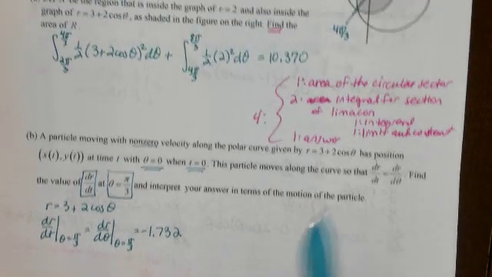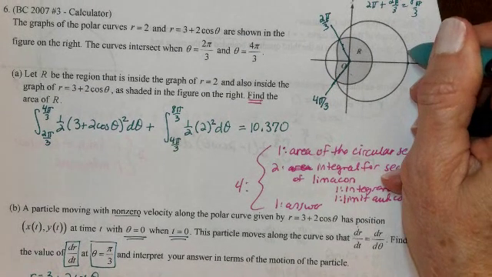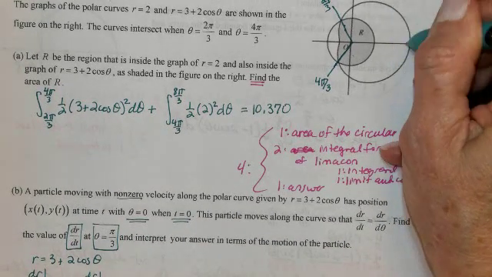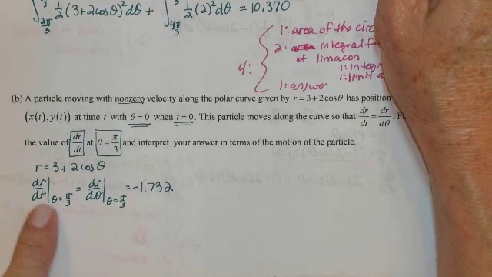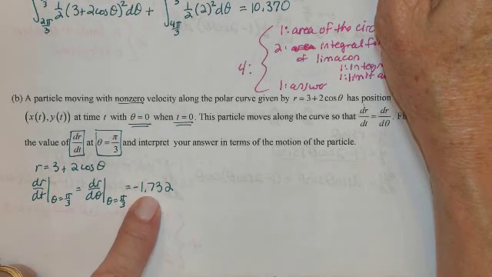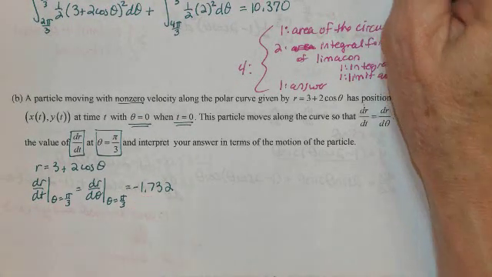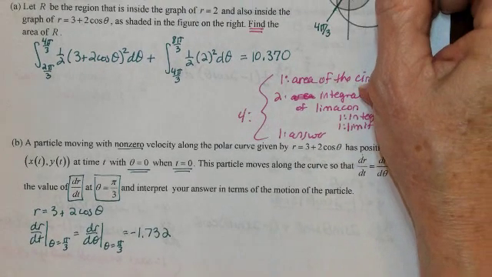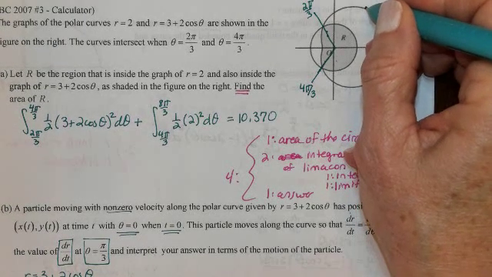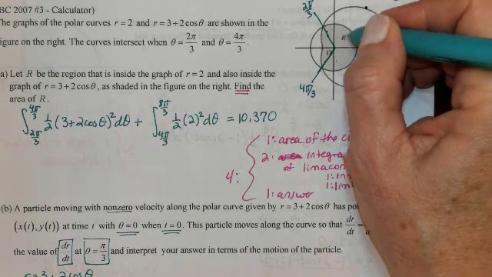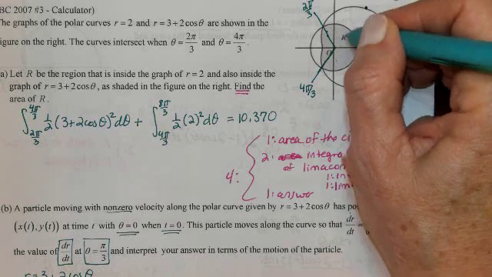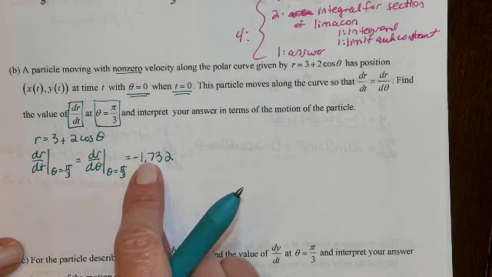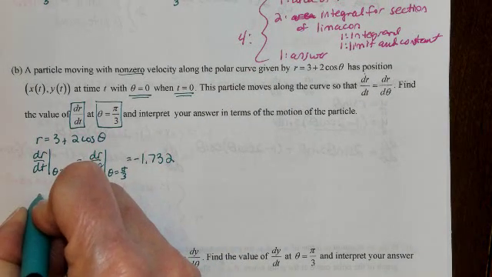So as the particle is moving along this curve, pi over 3 would be around here. At pi over 3, I have that dr dt is negative 0.1732. So that means that at pi over 3, since dr dt is negative, at that theta, the particle is getting closer to the origin at a rate of 1.732. So that's what I'm going to say.